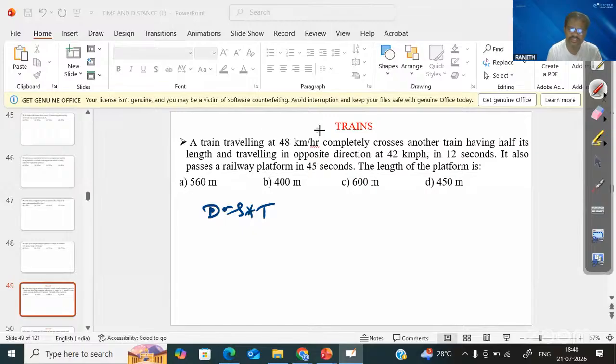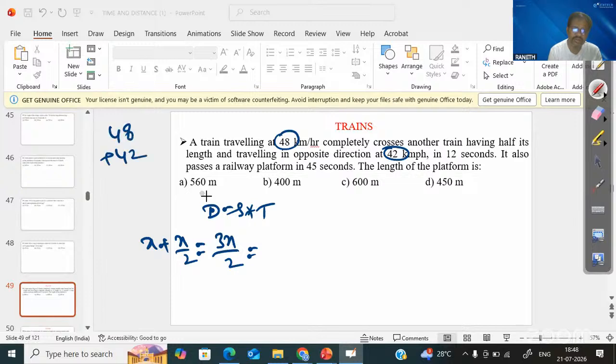So a train crosses another train. The train length is x, and the other train will be x by 2. x plus x by 2 equals 3x by 2. Speeds are running in opposite direction, so we add them: 48 plus 42 equals 90. 90 into 5 by 18, where the time equals 12 seconds.